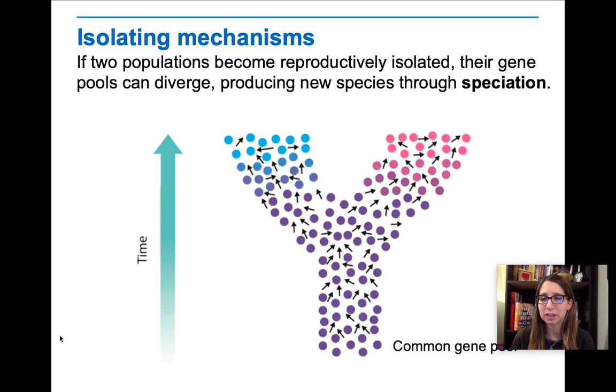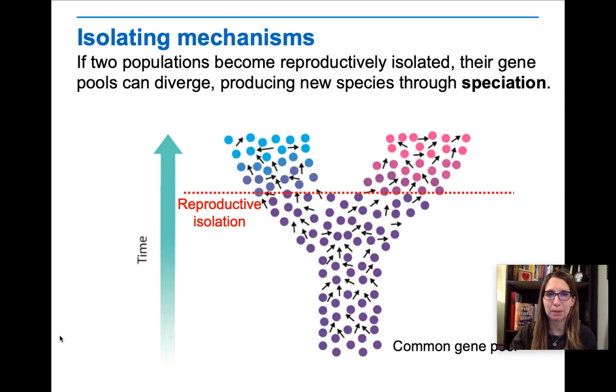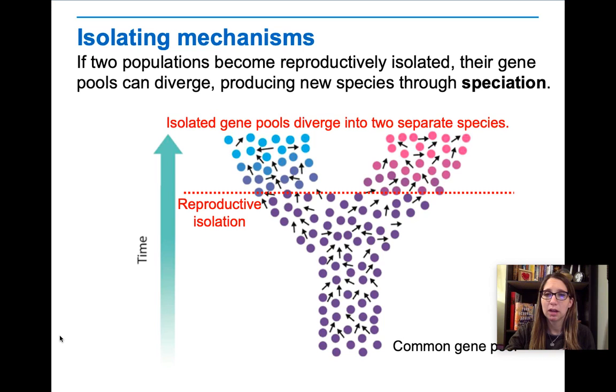So we call this process where we actually create new species speciation, which is really just a fancy term for forming a new species. Okay. And so in order to get this process happening, again, you have to have those isolating processes. All right. So when reproductive isolation occurs, like you see on the slide, that's when things become more and more different, right? So those isolated gene pools diverge into two separate species. And this is actually something that we call divergent evolution, where things become more and more different.